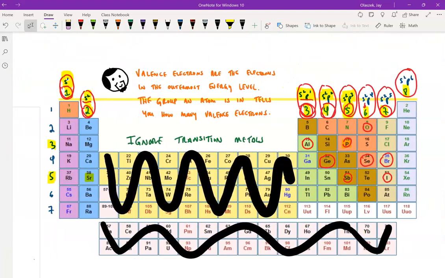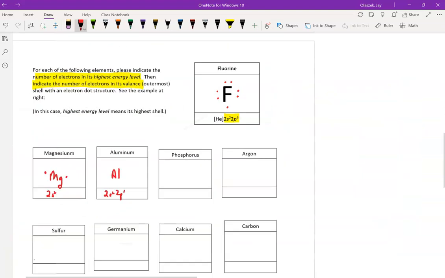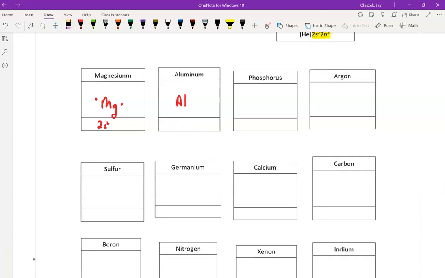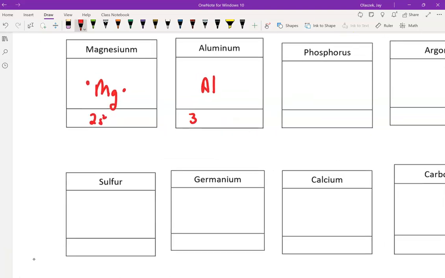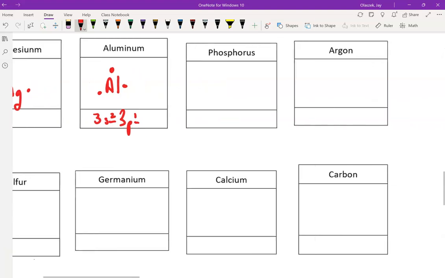I apologize. Aluminum's in row 3, not row 2. See, even the pros make mistakes. We're not really interested in what row it's in. We are interested in the fact that it has 3s2, 3p1. We're interested in the fact that it has 1, 2, 3 valence electrons. That's all we're interested in.